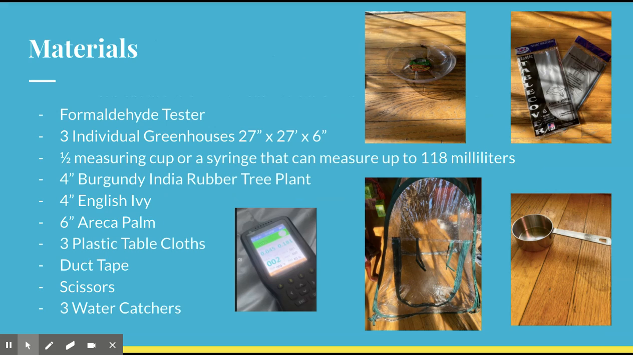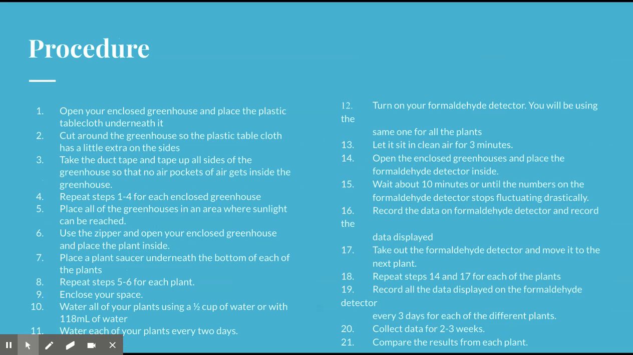Materials. I used these materials to keep my project as controlled as possible and make it as efficient for the best results. I used a formaldehyde detector, 3 individual greenhouses, a 1/2 measuring cup, a 4-inch burgundy India rubber tree plant, a 4-inch English ivy plant, a 6-inch areca palm, and 3 plastic tablecloths, duct tape, scissors, and 3 water catchers.